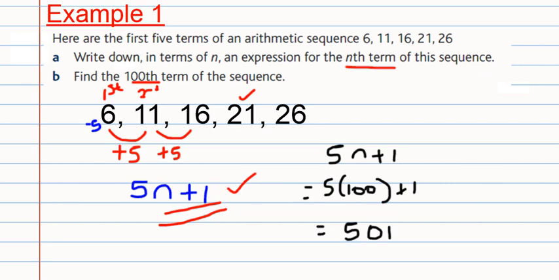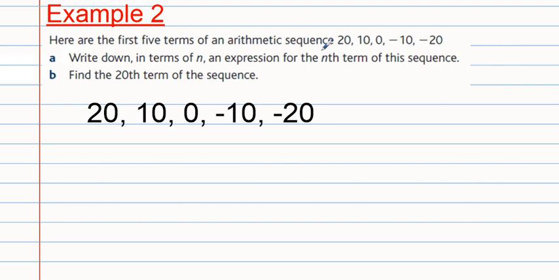Okay, let's try the second example. Okay, so we have the sequence. In this case, you can see that the terms are going down. So from 20 to 10, you take away 10. So you minus 10 each time. It means the sequence is going to start with minus 10.